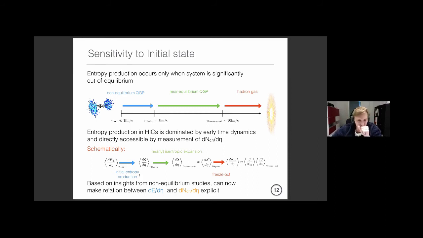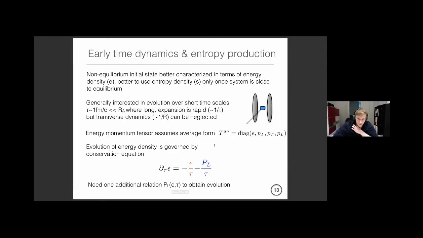And so what I'd like to show you now briefly is how, with the understanding that we have now of this non-equilibrium stage, we can really construct a map between the initial energy density and the entropy at hydrodynamics, which then, due to the nearly isentropic expansion of the QGP, equals the entropy at freeze out, and that becomes measurable in terms of the charged particle multiplicity.